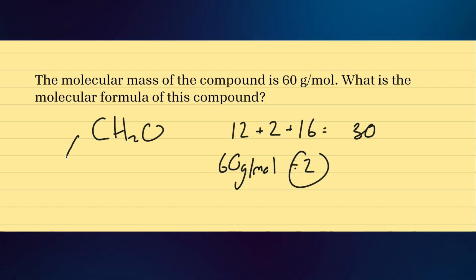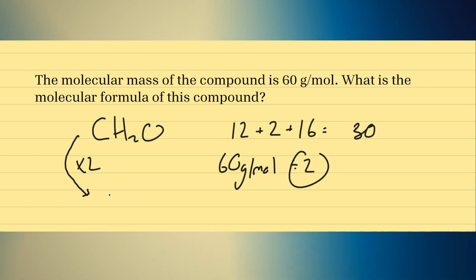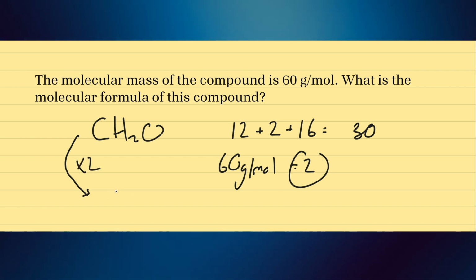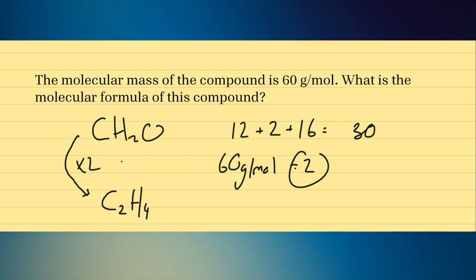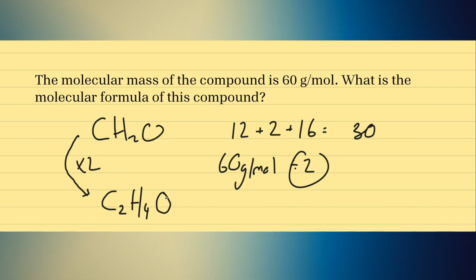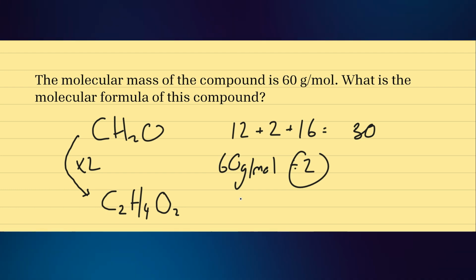That means that I have to times my empirical formula by 2 to work out my real molecular formula, which would be C2, so 2 lots of carbon, H4, because 2 lots of my H2, and O2. And that would be my molecular formula based on the molecular mass of the compound.